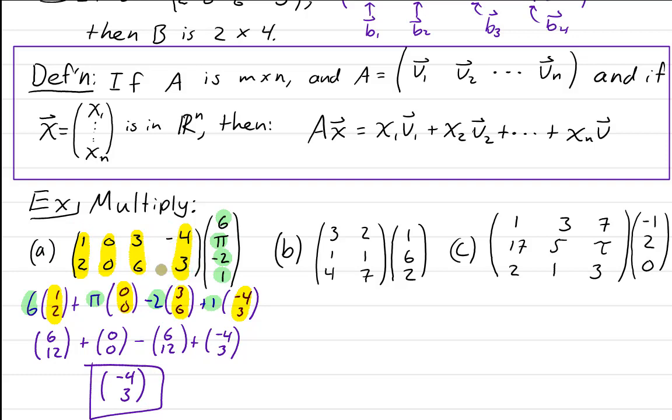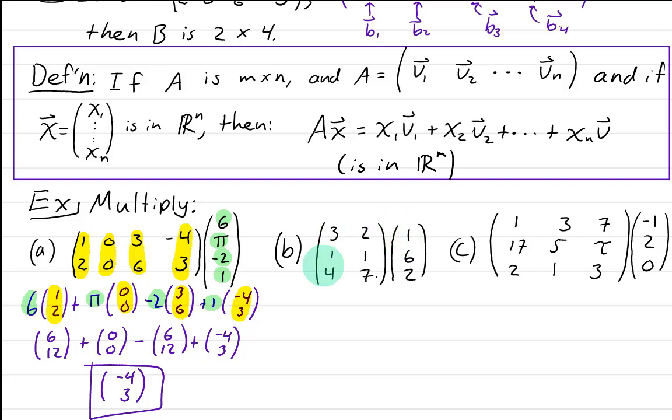So in general, the result of doing A times x is always in Rm, because we're doing a linear combination of Rm vectors, meaning each one of these vectors has a number of entries in it equal to the number of rows of A, because that's the way it lines up.